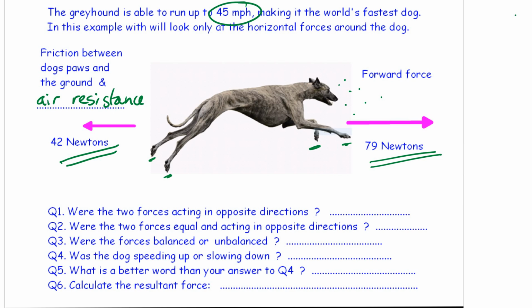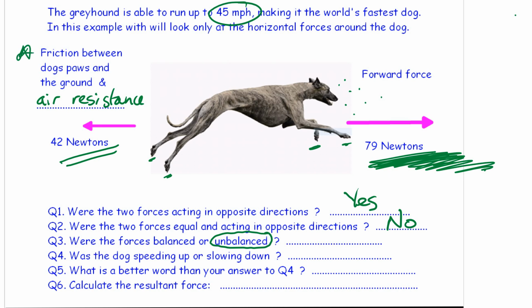Let's have a look at these questions. Question 1. Were the 2 forces acting in opposite directions? Yes, they were. Were the 2 forces equal and acting in opposite directions? No, one was much larger, so that's a no. Were the forces balanced or unbalanced? They're definitely unbalanced. This one is much larger. Was the dog speeding up or slowing down? Because the forward force is larger than all the friction forces, he's speeding up.